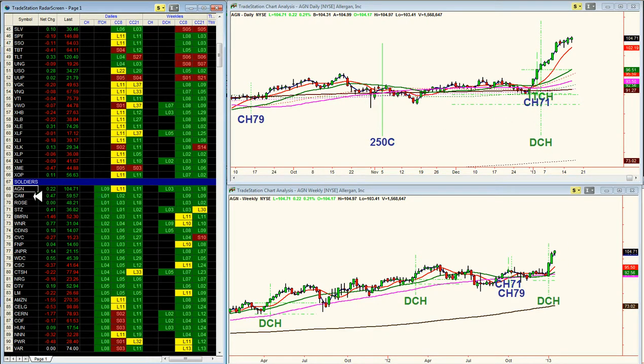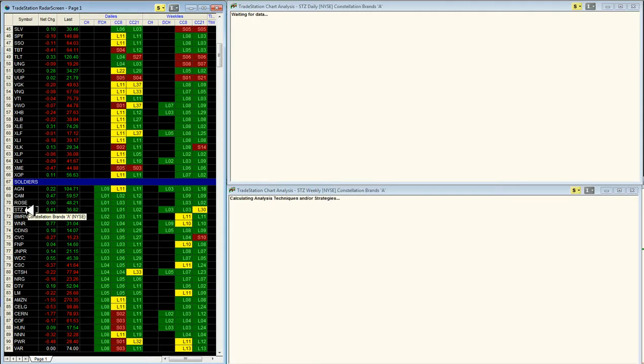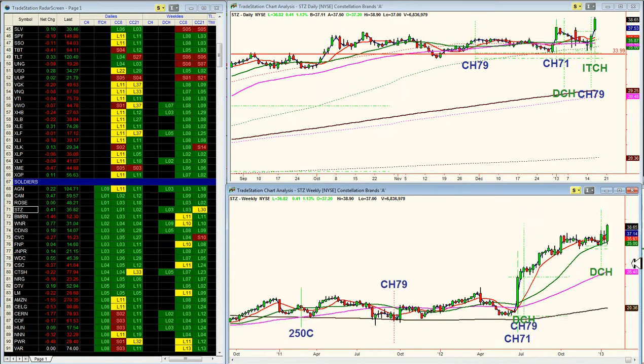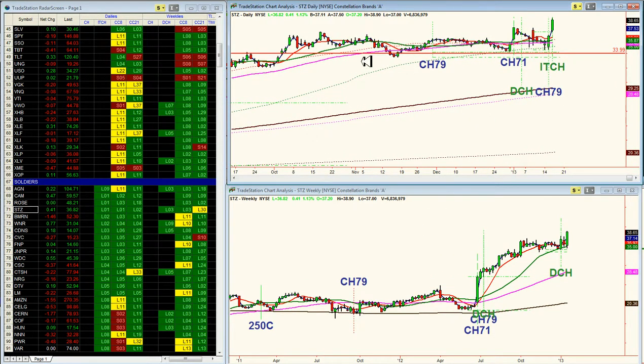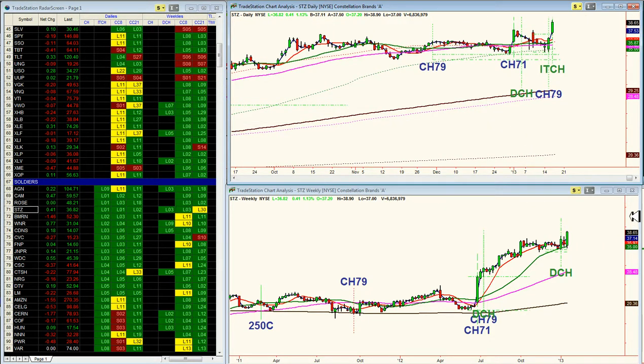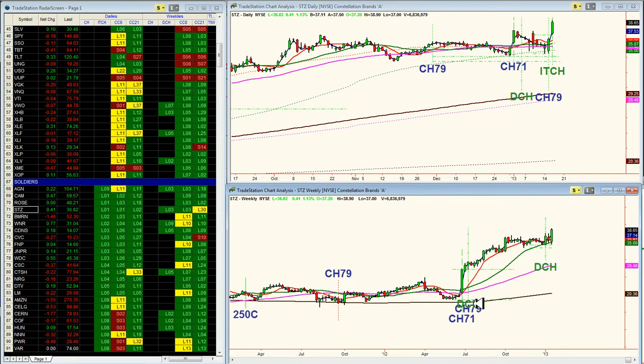For instance, let's look at one that's firing right now. Let's take a look at STZ. STZ fired a DCH signal. It's fired a couple of them. And this is a line that I use in instructions, so let me move that out of the way. We fired a DCH back in July, gave a nice move. However, we pulled back, and now we're working on a continuation of trend on STZ as of this week.